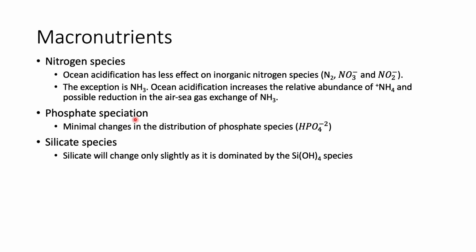In the case of phosphate speciation, minimal changes in the distribution of phosphate species happen. And in the case of silicate, it will change only slightly as it is dominated by the SiOH4 species.